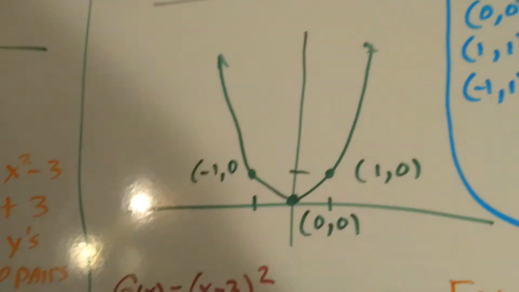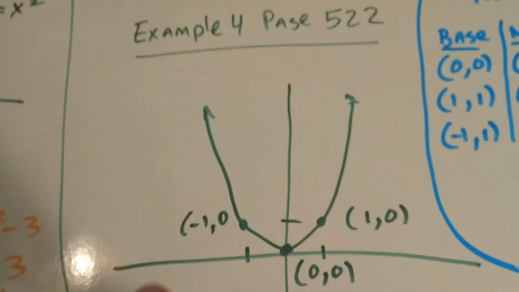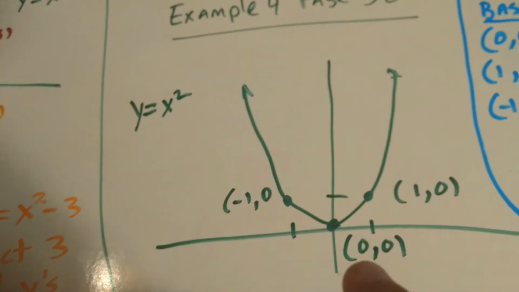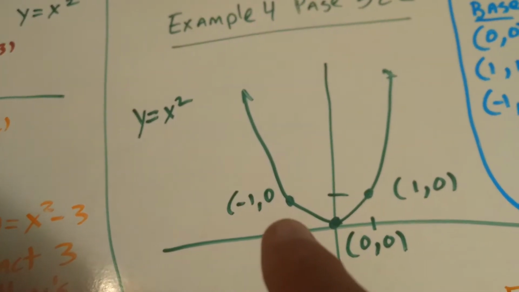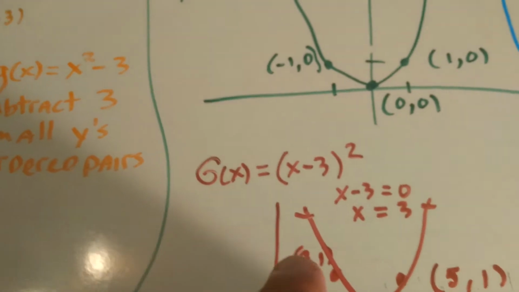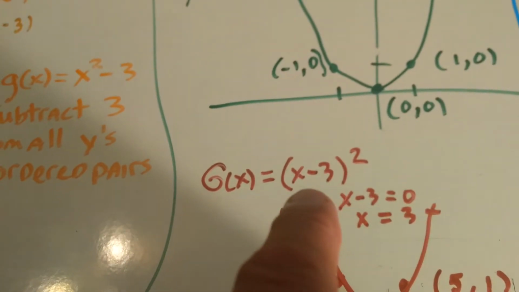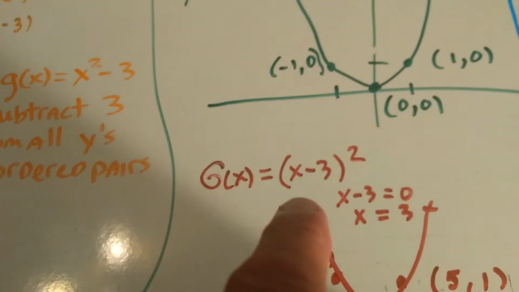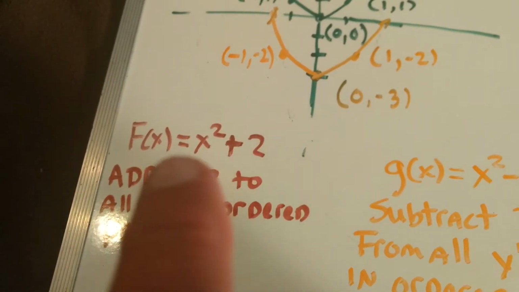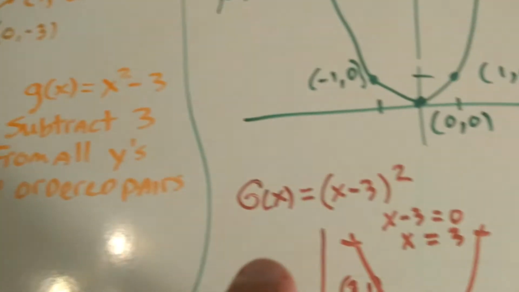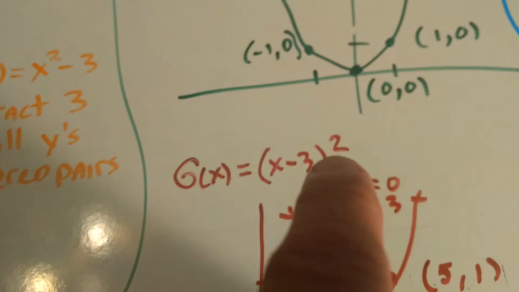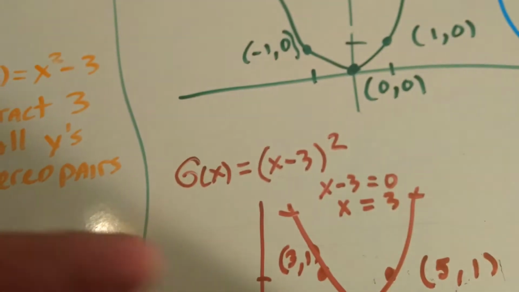The second shift is called a horizontal shift. Again, here's my y equals x squared graph with (0, 0), (1, 0), (-1, 0). Now, the difference in these problems is that the number is going to be subtracted or added directly from x. In the vertical shifts, see how the number is being added or subtracted from x squared? Here it's going to be added or subtracted from x, so the square is on the outside. This is going to be a shift left or right.